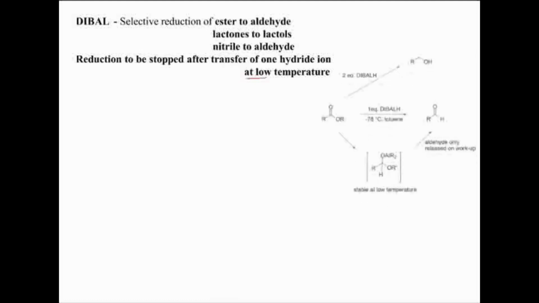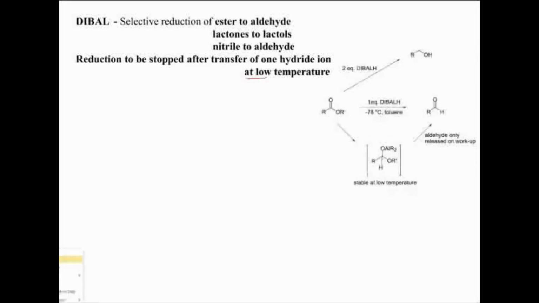So this is the case. When you use 1 equivalent of DIBAL at minus 78 degrees, you will be getting aldehyde. The reaction proceeds via this one. But if you use 2 equivalents of DIBAL, then you will get only alcohol. You won't be getting aldehyde. This is an example where an ester is reduced to aldehyde, so we are using only one equivalent.